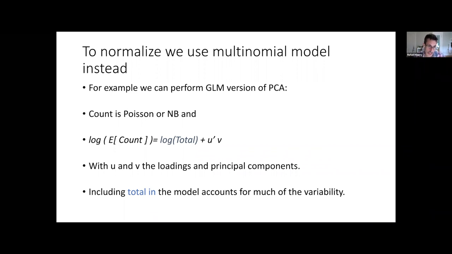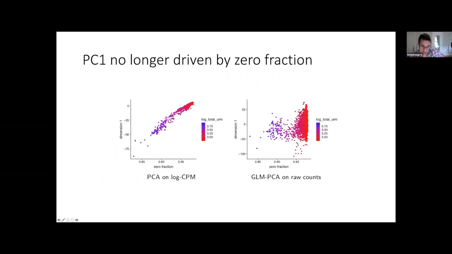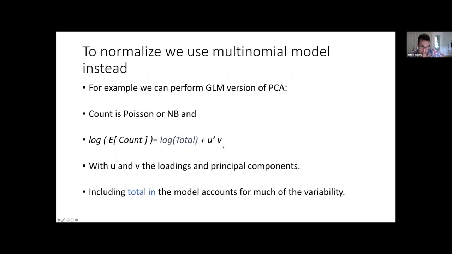The idea is you assume a likelihood model where the counts are either Poisson or negative binomial. Then you use the standard log link, and once you do, you have what you need for a PCA model, like the factors model, with factors and loadings, U and V. And because it's multinomial or Poisson, you have an offset, which is the total.